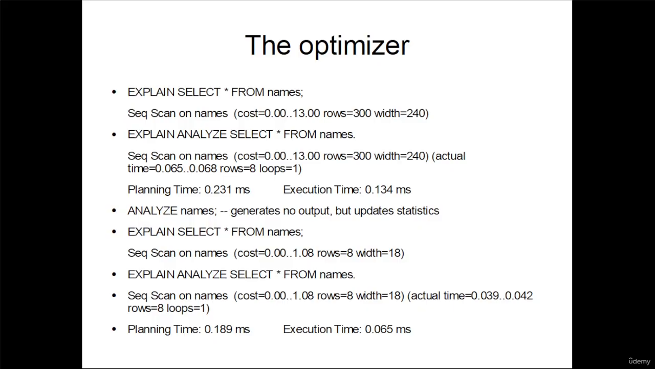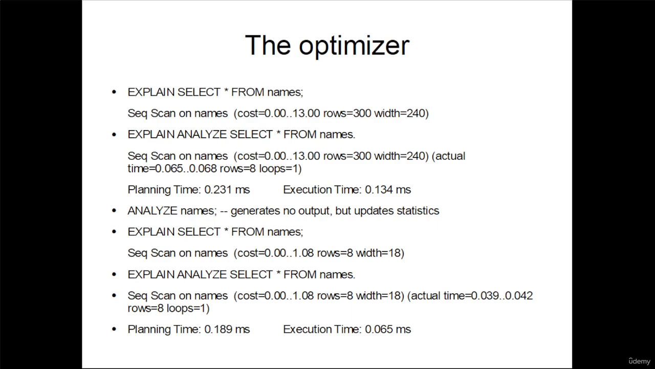Rows equals 8, only 8 rows were actually returned, compared to the estimated 300. This suggests outdated statistics. Loops equals 1, the operation ran once. Planning time, time to generate the plan, 0.231 milliseconds. Execution time, time to execute the query, 0.134 milliseconds. The mismatch between estimated, 300, and actual, 8, rows indicates the optimizer needs better statistics.